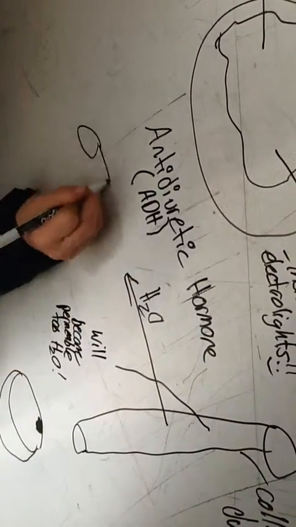In the presence of ADH, the collecting duct becomes more permeable to water. Water will leave the kidneys, enter the blood, and a concentrated urine is produced. In the absence of ADH, the collecting duct becomes less permeable to water and water will not leave the kidney. A dilute urine will be produced.